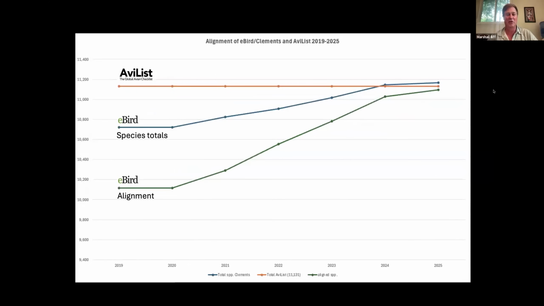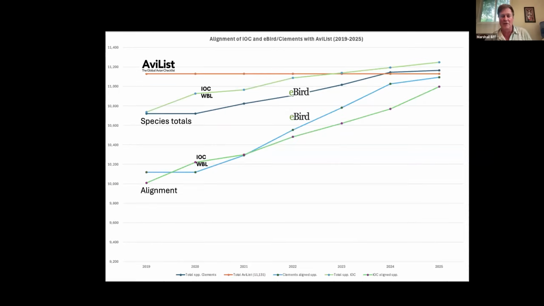For eBird, it's been much more important for us to align, so we've aligned much more aggressively. We are well over 99% in agreement with AviList at this moment, and it'll be even closer to 100% in our October update. And by 2026, we expect essentially no differences between the two. And then there's the line of movement for all these on the same graph. And if we look at BirdLife, it basically is doing the same thing and would also be converging around this AviList total.